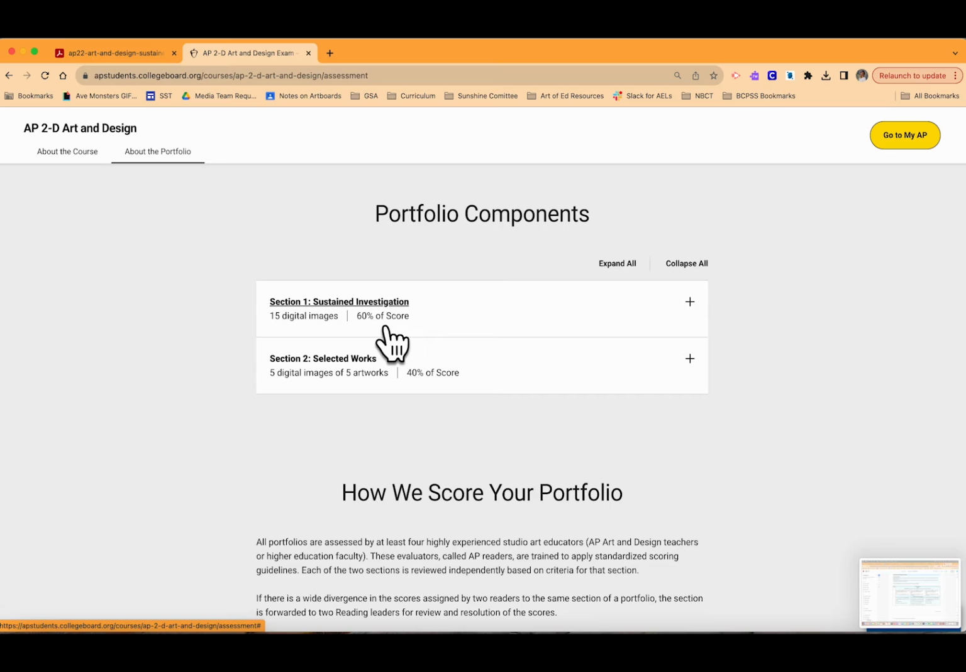They should all be about the same topic, where you're exploring something that you really care about. And then when it comes to selected works, these can be any of your artworks. They can even be repeats from your sustained investigation. They can be older works. But they should be 5 of your absolute best and really show off your talents and your skill with design or art.